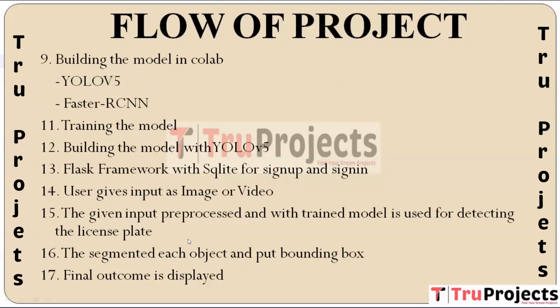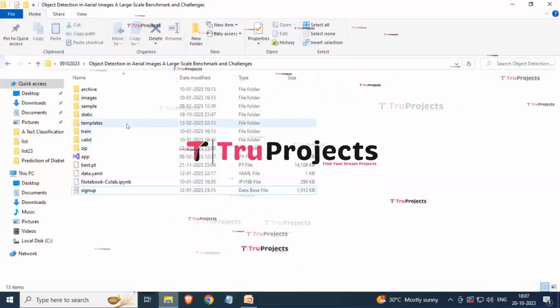The user-provided input is pre-processed and the trained object detection model is applied to locate and identify license plates in the input. Next, each object is segmented and a bounding box is put around it. After detection, the detected objects, that is license plates, are segmented and bounding boxes are drawn around them for visualization and further processing. And the last step is that the final outcome is displayed. The results, including the detected license plates and any additional information, are presented to the user, typically in a user-friendly format.